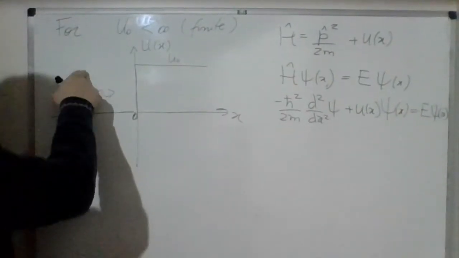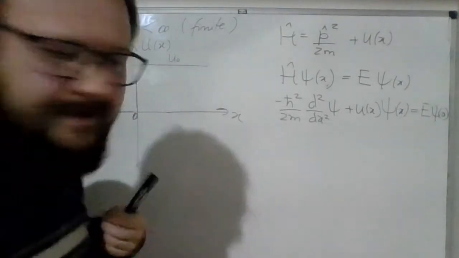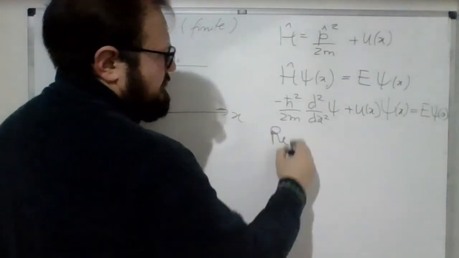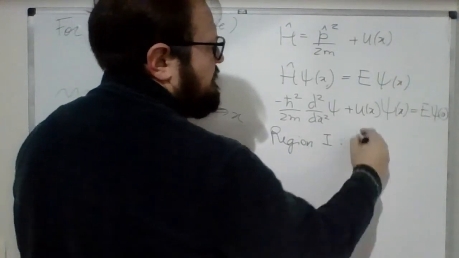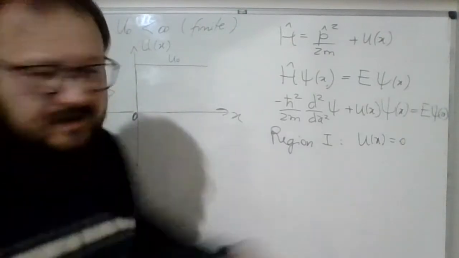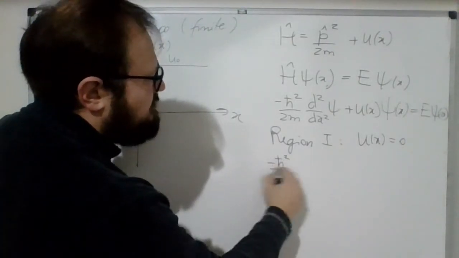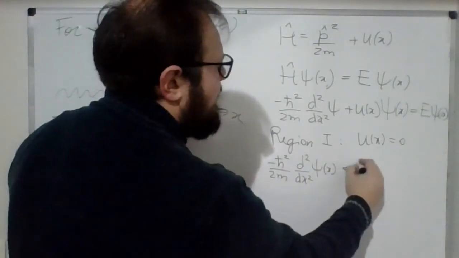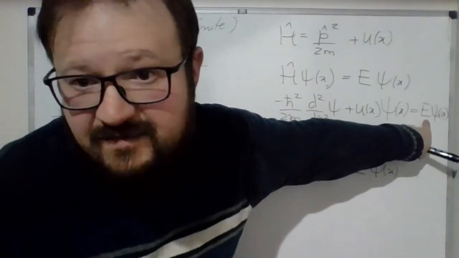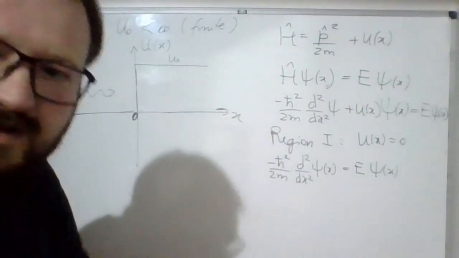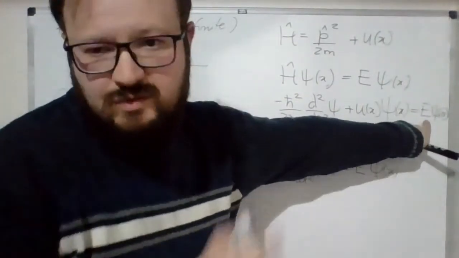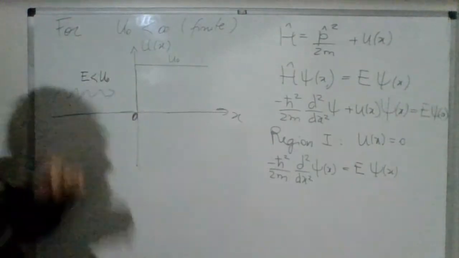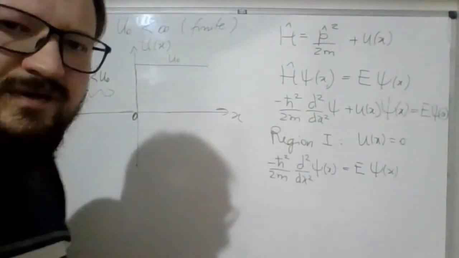But notice that in this region, for u lower than 0, there are two regions. Region 1, for which u of x is 0. In this case, your differential equation reduces to the following: the second order derivative of psi of x is equal to the energy times psi of x. The energy of the particle is an eigenvalue, so you need to find out what the value is by solving the equation. But suppose you know what the eigenvalue is, and it is for energy lower than u0, right? This is our main interest here.